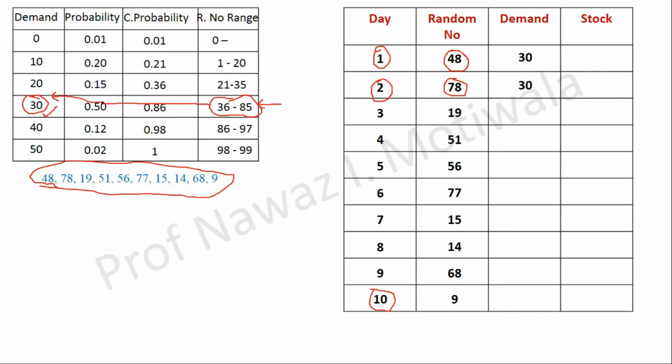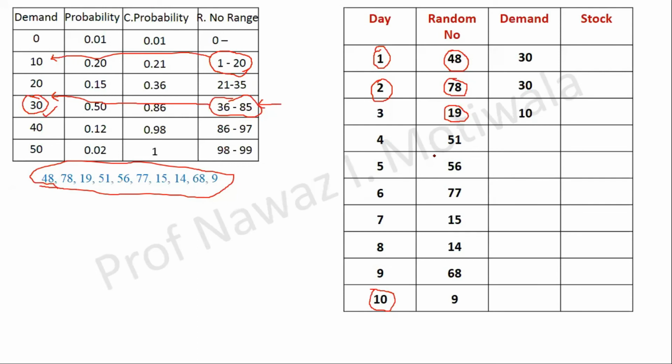Next step, the random number given to us is 19. Again I will check in which range this 19 falls. You can see that the random number 19 falls in this particular range of 1 to 20. And because it is falling in this range, the demand for that will be 10. So I will write down 10 here.